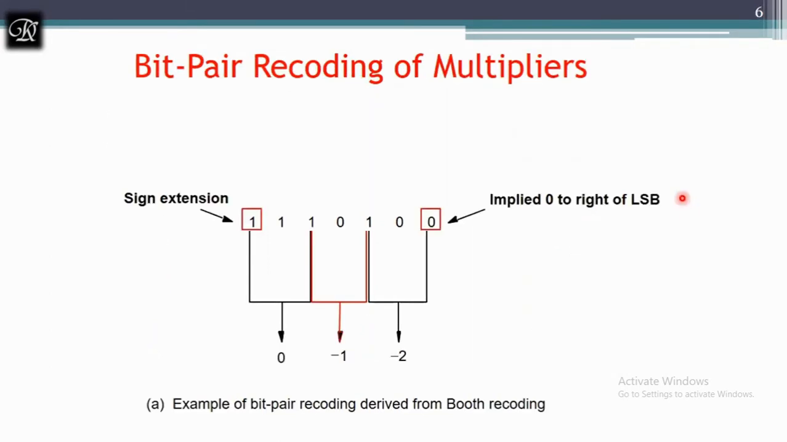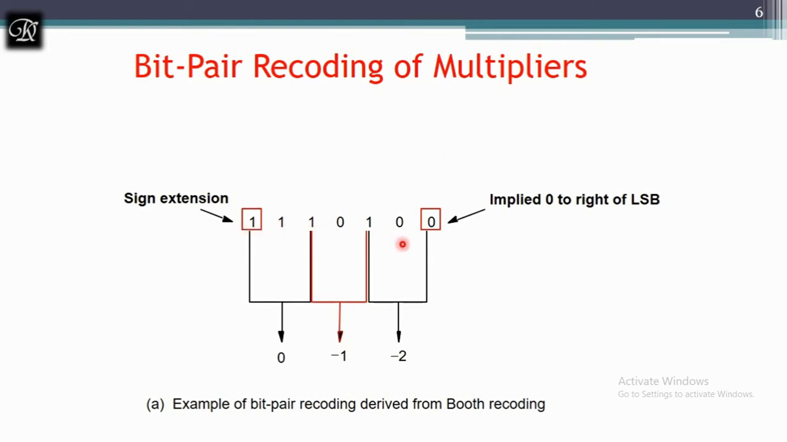Next we will see how to perform the recoding of this multiplier Q. In the previous Booth algorithm we were adding only an extra implied 0. But here we have to add one more extra bit at the beginning. In the beginning we are going to extend the sign bit. Consider the sign of this number is 1. It means it's a negative number. So you have to extend it as it is. If the sign bit is 0, then it will become 0. But here the sign bit is 1, that's why I have extended it to 1. It's just a simple example.